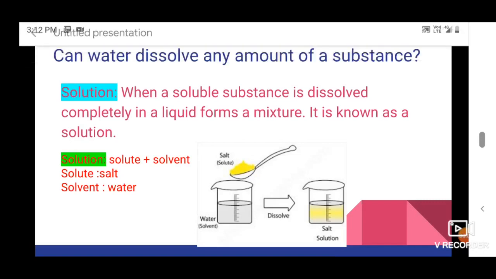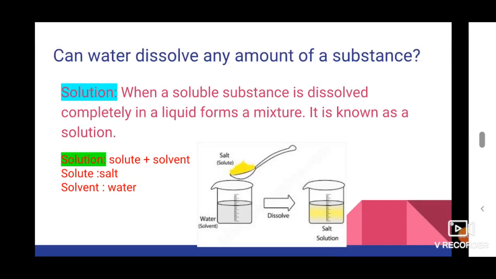Students, I already explained what a solution is. So, what is a solution? A solution is also a mixture. It contains a soluble solid plus a liquid. A solution is made up of two kinds of things. One is a solute and another one is a solvent. Solute is any substance which is present in a smaller quantity. Solvent is any substance which is present in a larger quantity.